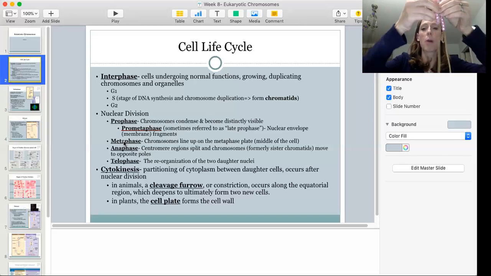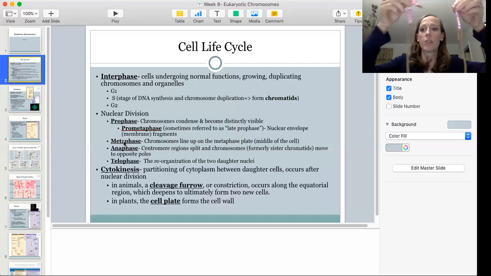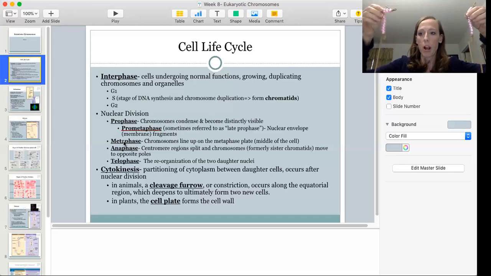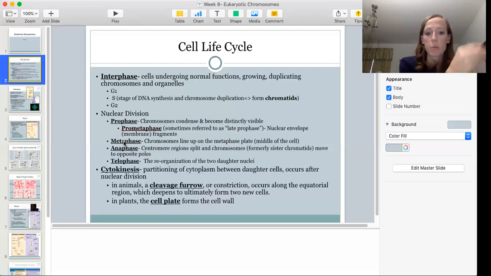Now they're being pulled apart to opposite ends of the cell. So these two sister chromatids will be pulled apart. One will go to this daughter cell, one will go to this daughter cell, and that movement towards the poles is what distinguishes anaphase from the other stages of nuclear division. Okay, so in anaphase, the chromosomes, which had been sister chromatids, now move to opposite sides.